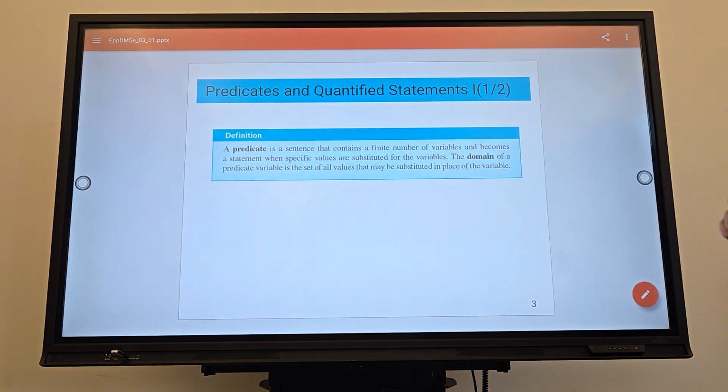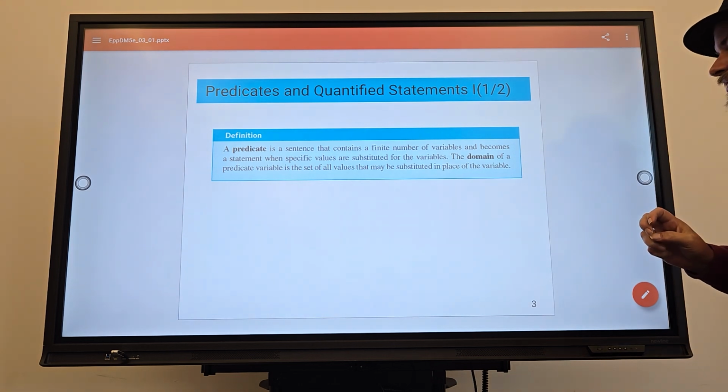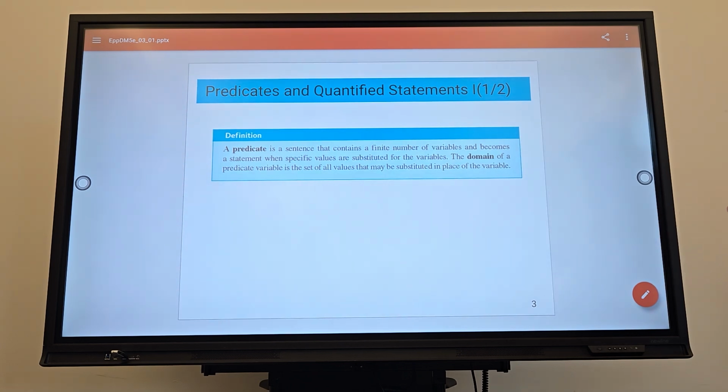A predicate is a sentence that contains a finite number of variables and becomes a statement when specific values are substituted for the variables. The domain of a predicate is the set of all values that may be substituted in place of the variable.